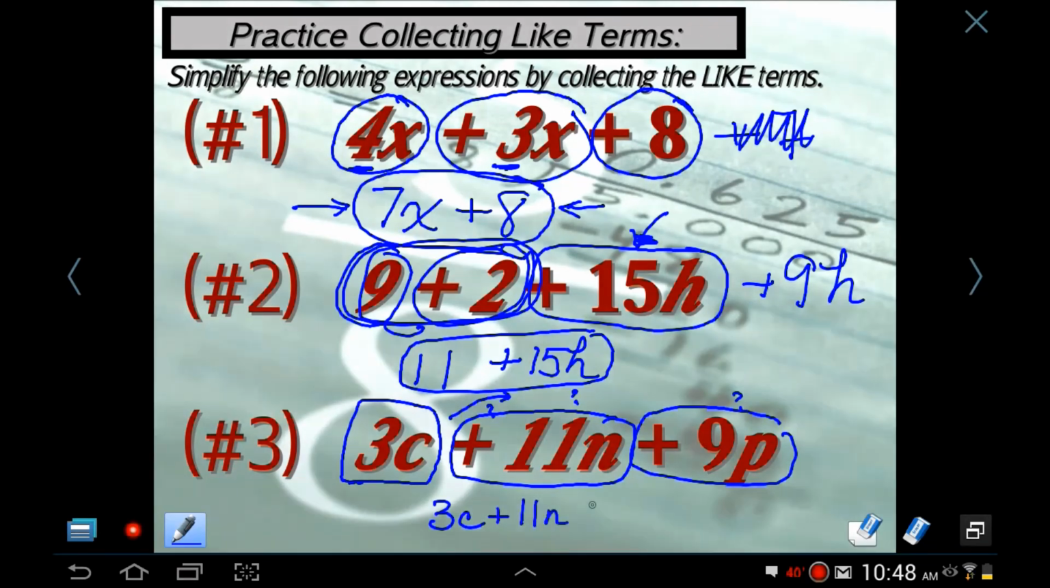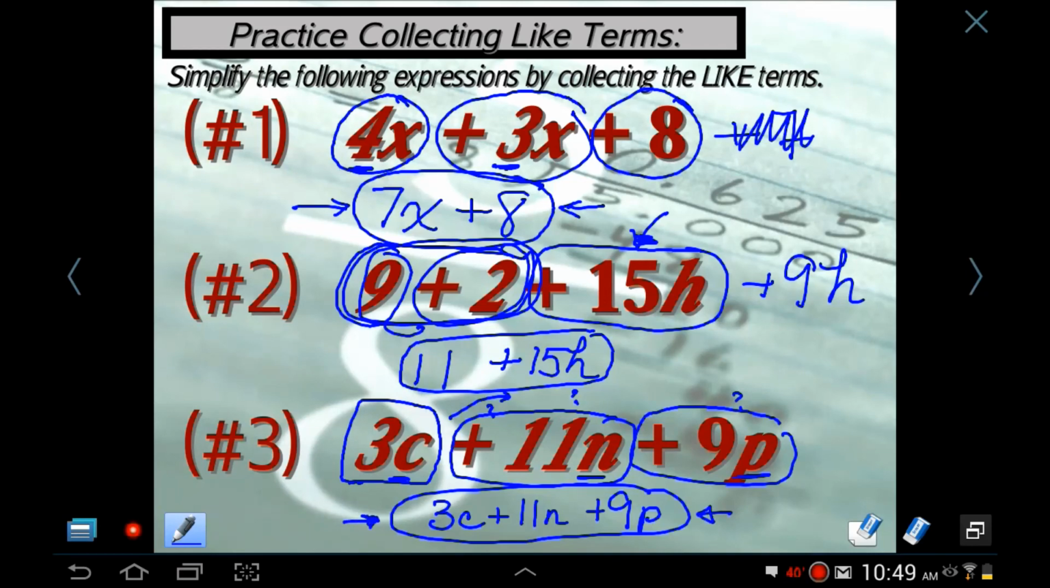So sometimes when you're dealing with expressions, there's nothing you can add. There's no like terms. The only thing that can add up with a c is another c term. There's no other c terms. There's no other n terms. There's no other p terms. There's no constants to add in this problem. So that's it. You're done. You're finished with that problem. Doesn't seem like it, but that's it. You cannot do any more with it.